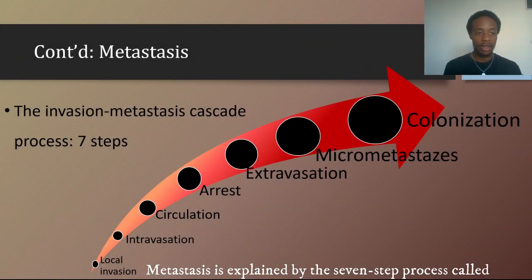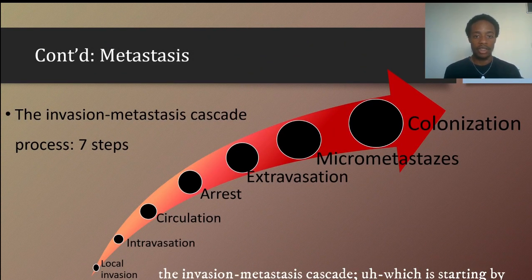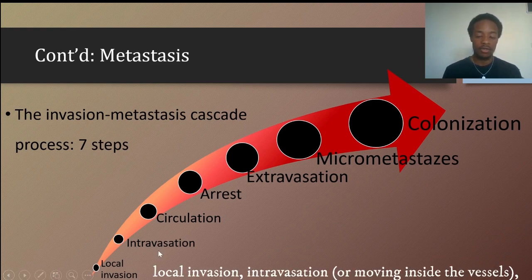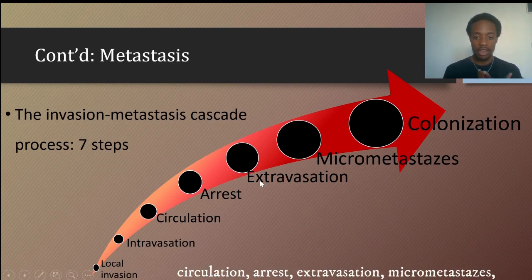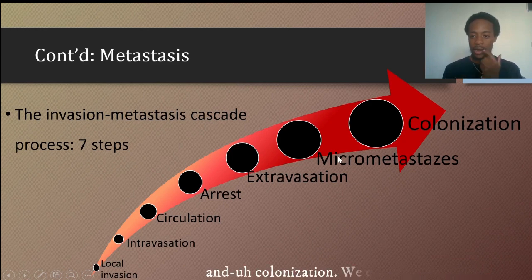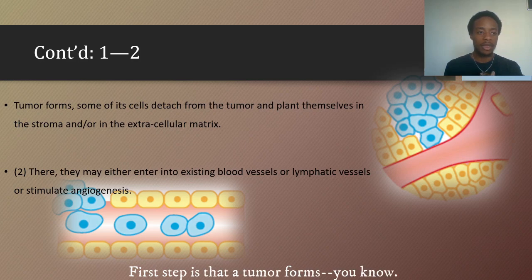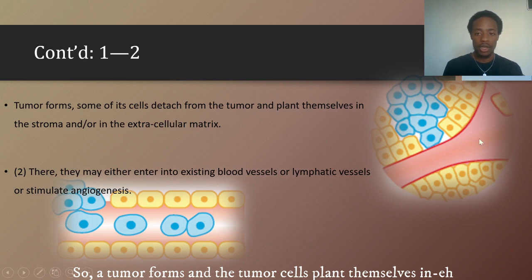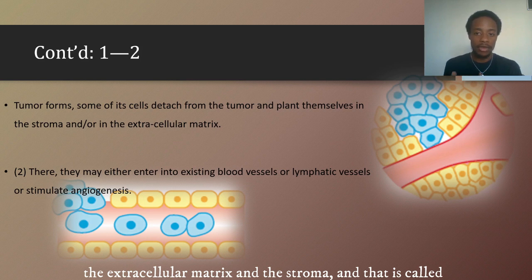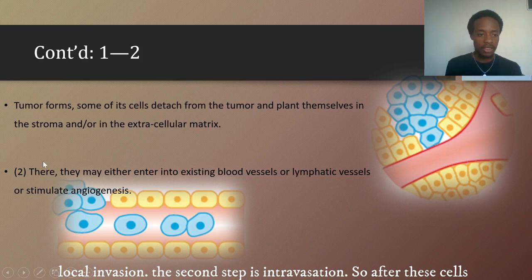Metastasis is explained by a seven-step process called the invasion metastasis cascade, which starts with local invasion, intravasation or moving inside the vessels, circulation, arrest, extravasation, micrometastasis, and colonization. We explain this in detail. The first step is that a tumor forms, and the tumor cells plant themselves in the extracellular matrix and the stroma, and that is called local invasion.